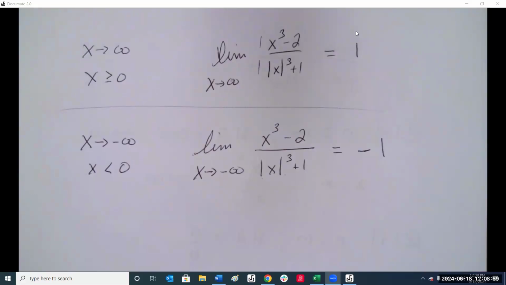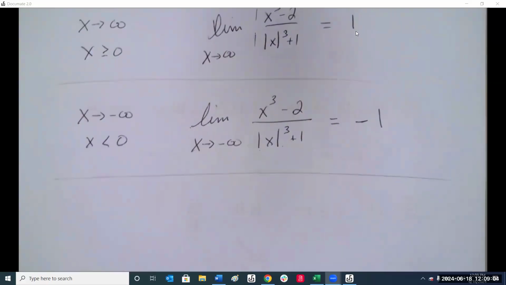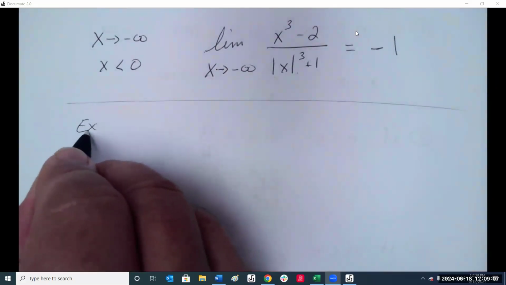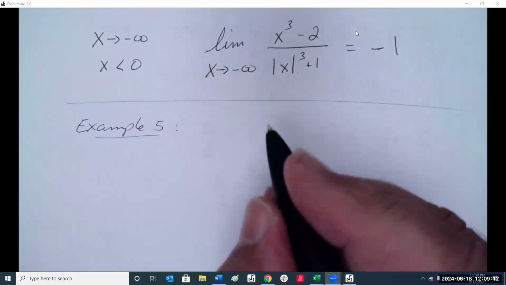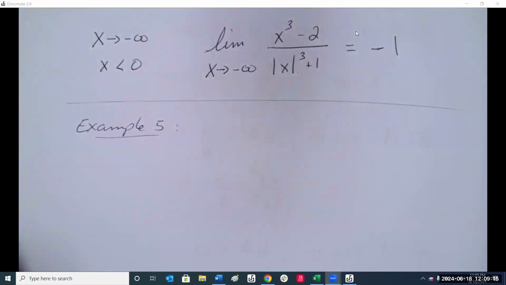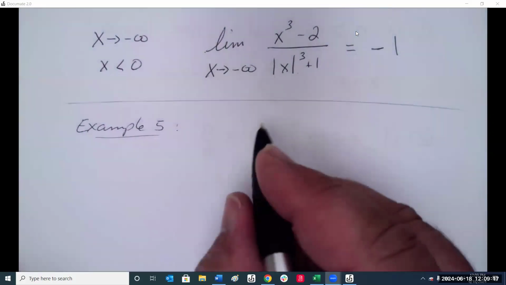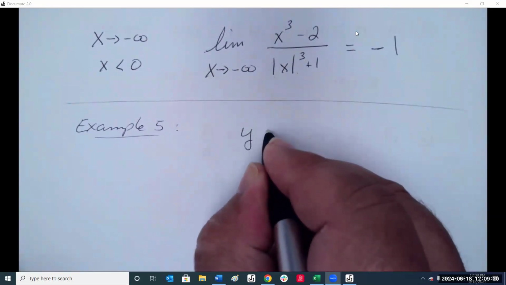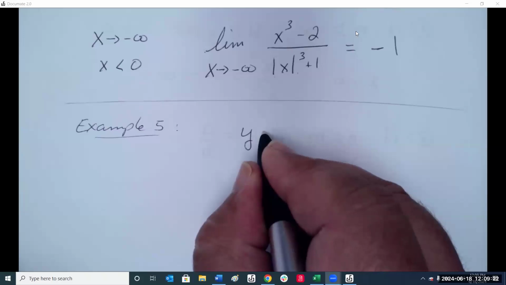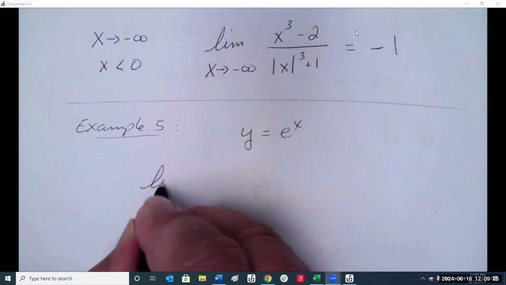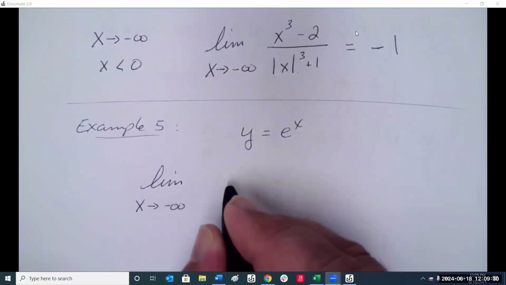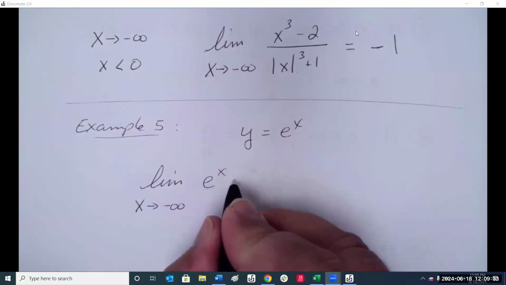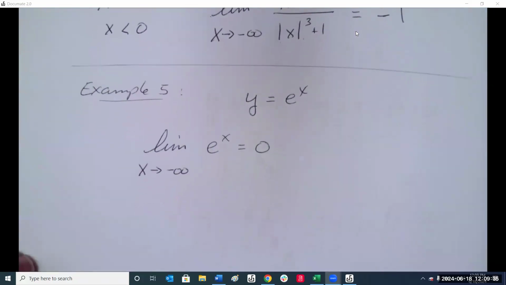Next example. Example 5. The x-axis is the horizontal asymptote of the graph given y is equal to e^x. So the limit as x approaches negative infinity of e to the x becomes 0.